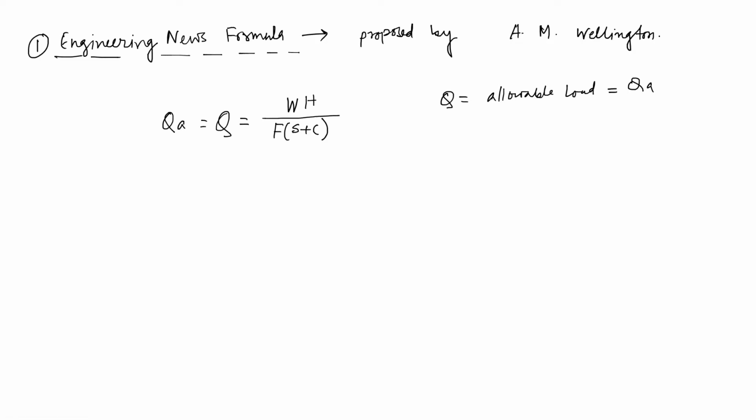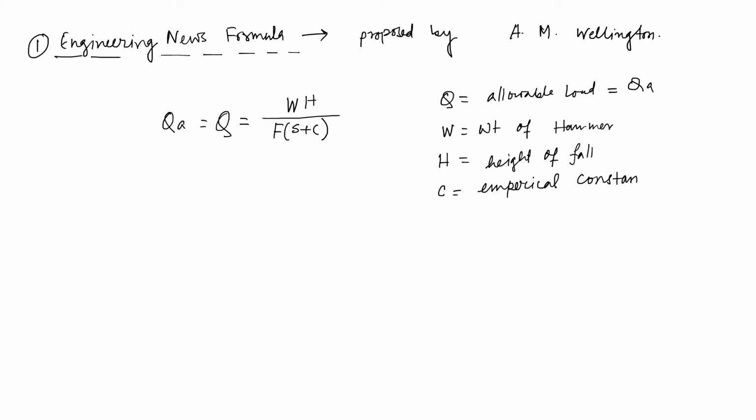This is your wish. W equal to weight of hammer. H equal to height of fall. C equal to some empirical constant. So you can say this Engineering News formula is an empirical formula. S is equal to final set per blow. That means set is your penetration.